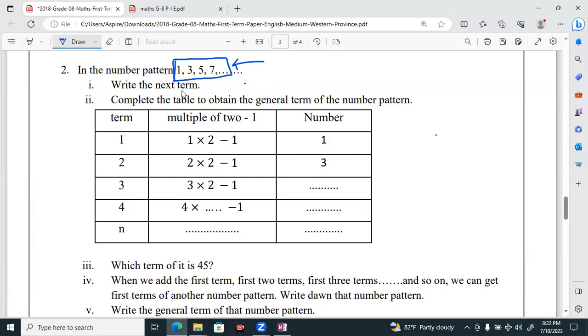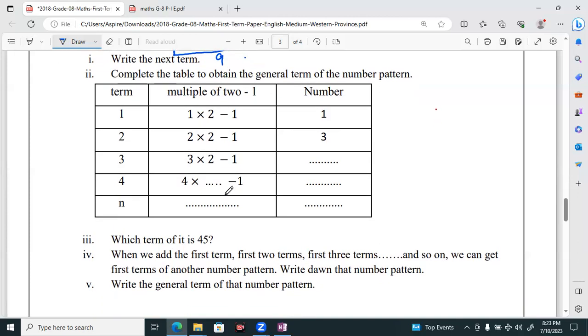Then to obtain the next term, write the next term. What is the next term? After 7, what is the next odd number, children? It is 9. Okay. Complete the table to obtain the general term of the number pattern.